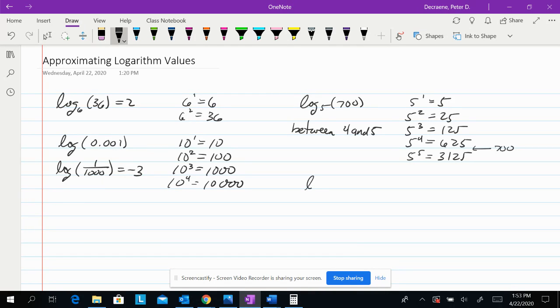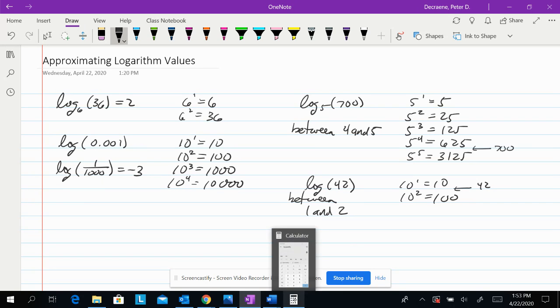Let's also think about the log of 42. Again, that's base 10. Since there's no base written on there, we know 10 to the first is 10, 10 squared is 100, and already we're too big, so 42 is in between. So we know it's between 1 and 2. And that one we can actually calculate on our calculator fairly quickly.